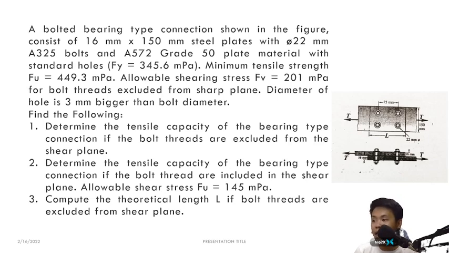Number 1, determine the tensile capacity of the bearing type connection if the bolt threads are excluded from the shear plane. Number 2, determine the tensile capacity of the bearing type connection if the bolt threads are included in the shear plane. Allowable shear stress Fv is equal to 145 megapascal. And number 3, compute the theoretical length L if the bolt threads are excluded from the shear plane.